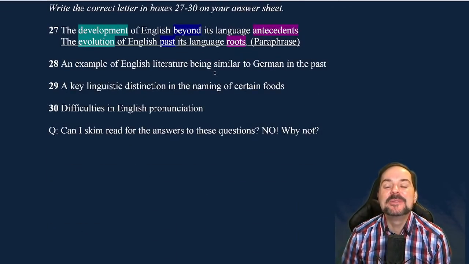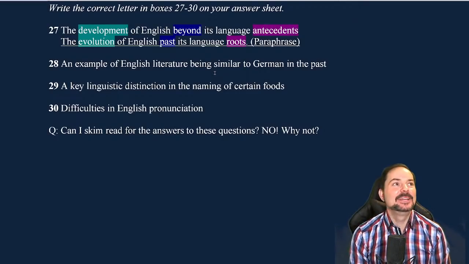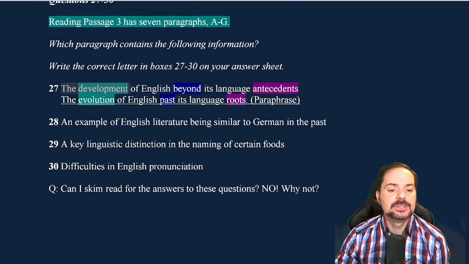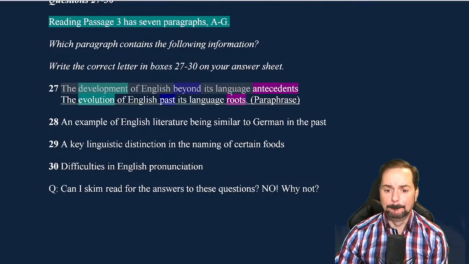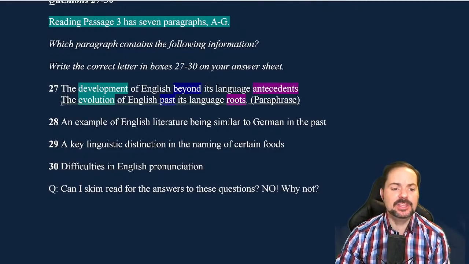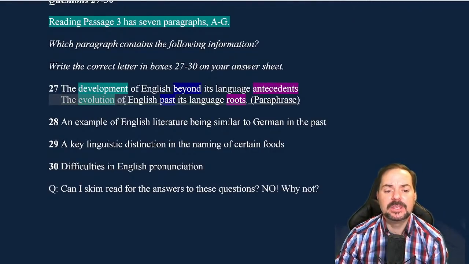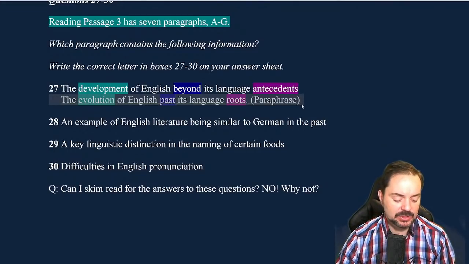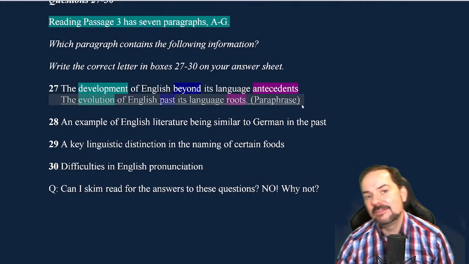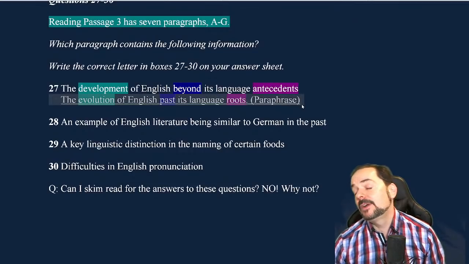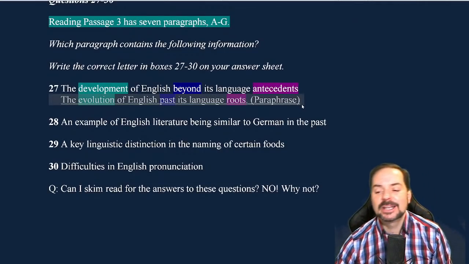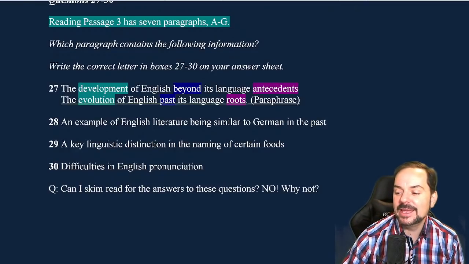All right, so here we go, members and viewers. Let's do this together. Number 27, the development of English beyond its language antecedents. And I think this paraphrase was really helpful here: the evolution of English past its language roots. Now, you should be able to get this because we did this, what is this paragraph about, answering the question. And even if I don't remember exactly which paragraph, I have a pretty good idea of where it came from. What do you think?